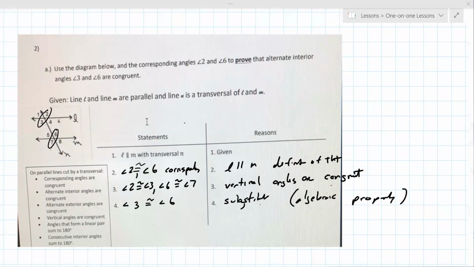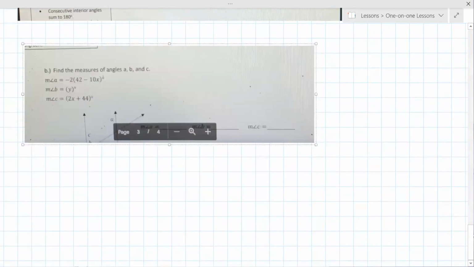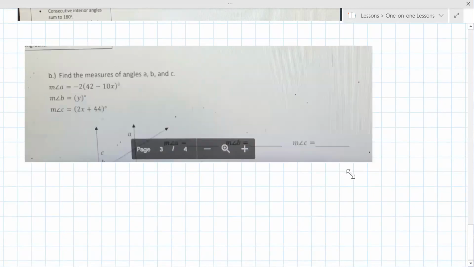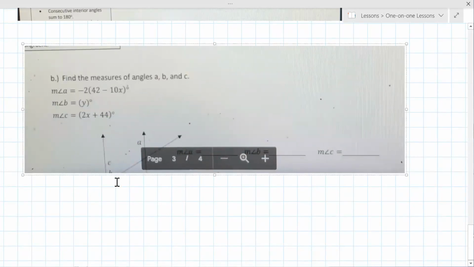All right, find the measures of angles A, B, and C. That is kind of the last one here. I don't like the way this... Oh, I see. Okay. Is there anything beyond this? No. Okay. One of the problems is I can't see the entire picture.